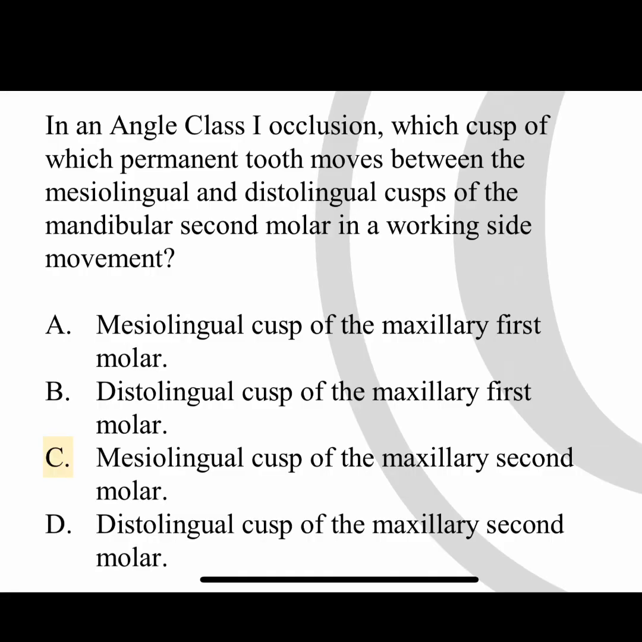In an Angle class 1 occlusion, which cusp of which permanent tooth moves between the mesiolingual and distolingual cusps of the mandibular second molar in a working side movement? The best answer here is C, mesiolingual cusp of the maxillary second molar, because this is the cusp which is going to move between the mesiolingual and distolingual cusp of the mandibular second molar in a working side movement, which means the jaw is moving laterally towards the side on which the person is trying to chew, which itself is called a working side movement.